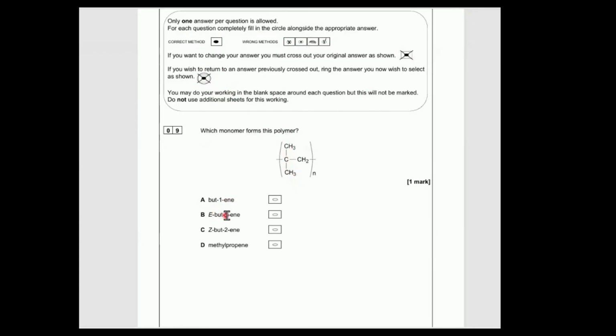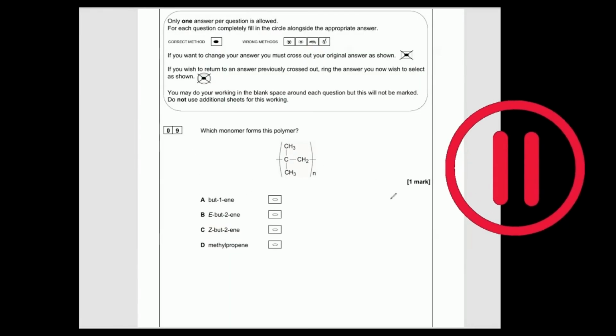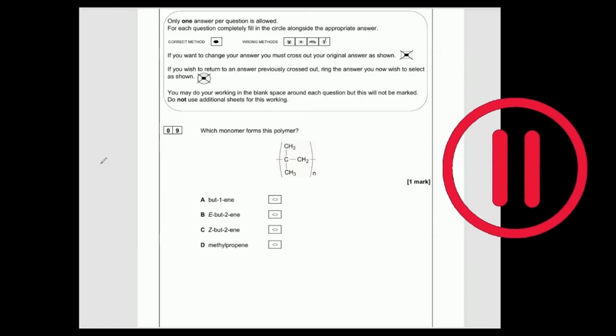So what we've got to do here is essentially, you might be able to just spot this straight off the bat. If you want, pause the video, have a go, and then I'll go through the answers. I'm going to go through each one and show you why they're not the correct one.